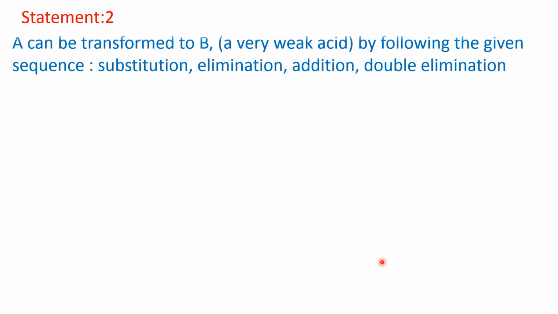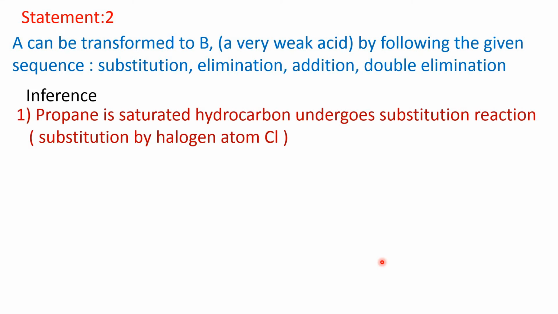Now statement 2. A can be transformed to B, which is a very weak acid, by following the given sequence: substitution, elimination, addition, double elimination. Now we see the inference. So we have seen our compound A is propane, which is a saturated hydrocarbon. So a saturated hydrocarbon can undergo only substitution reaction. Say here the substitution by halogen atom chlorine. So one of the hydrogen atoms of propane is substituted by chlorine.